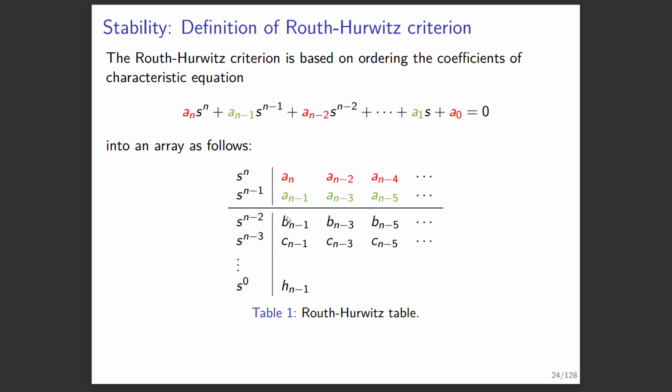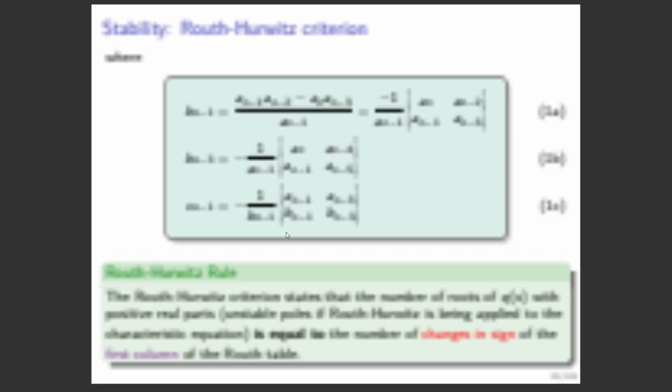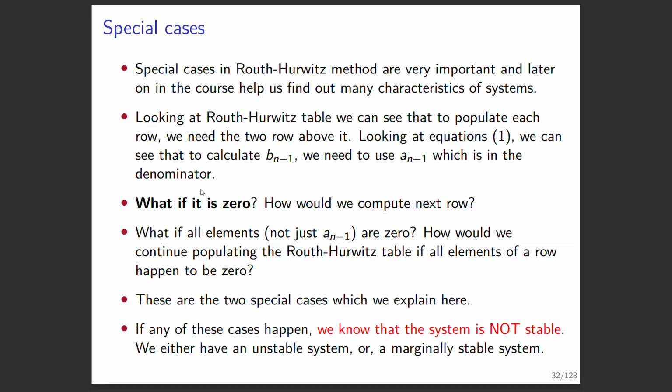So that creates a possibility of problems, doesn't it? What if any of these first elements happens to be 0? More importantly, what if an entire row is 0, not just the first element? So these are the two special cases. What if it is 0? How would we compute the next row? And what if all elements of a row are 0? What can we do about that?